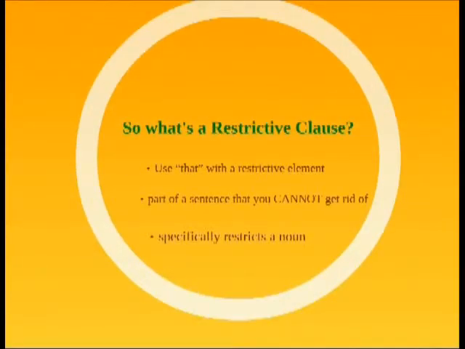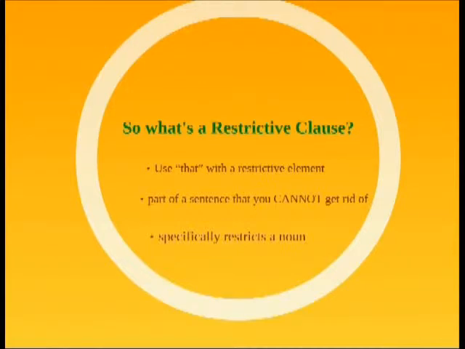For instance, a restrictive clause is part of a sentence that you cannot get rid of. This is mostly because it specifically restricts a noun. Try thinking of a restrictive clause as one that limits or restricts the identity of the subject in some way. When writing this type of clause, it is usually introduced with the word that and does not use a comma.